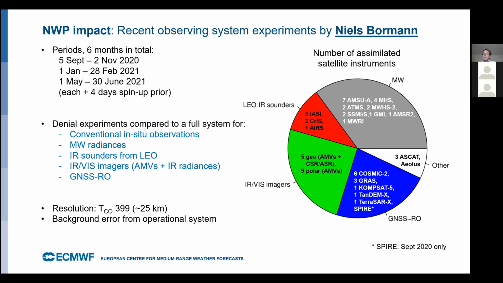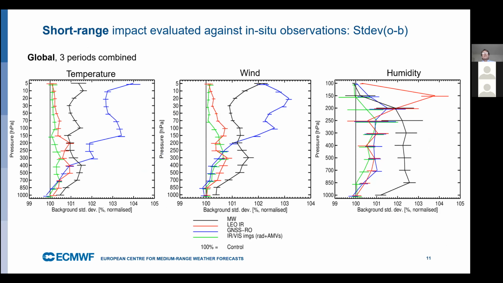And what he's then done is compare where the impact is from these different observing systems. And this has been a really nice set of results. I'm going to show you initially some short-range forecast impacts. As I said, as you remove this data that's in the system, you hope to see the errors get bigger.